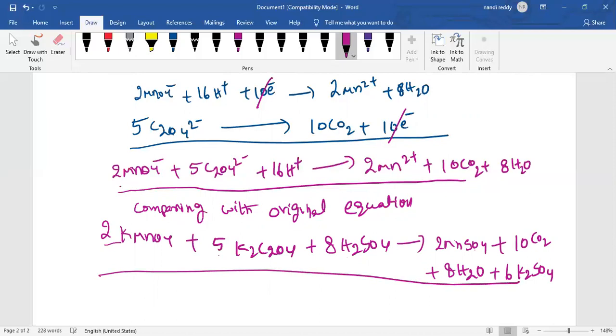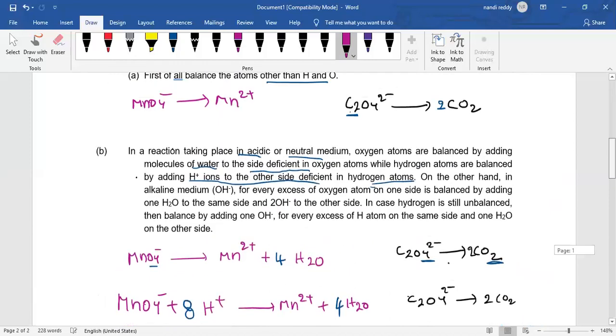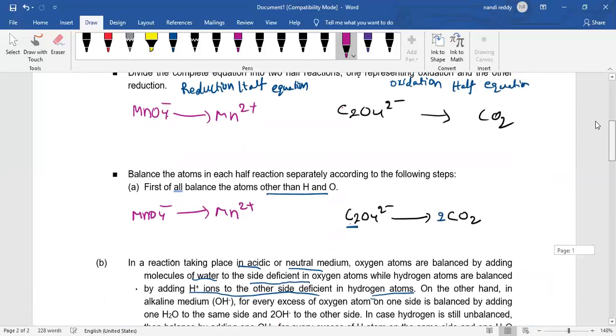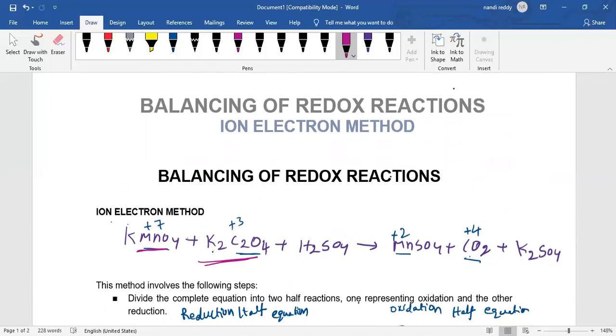This is the final balanced equation by using the ion electron method. So I think step by step we discussed here all the equations by following their methods. We'll try the basic medium also with the ion electron method.